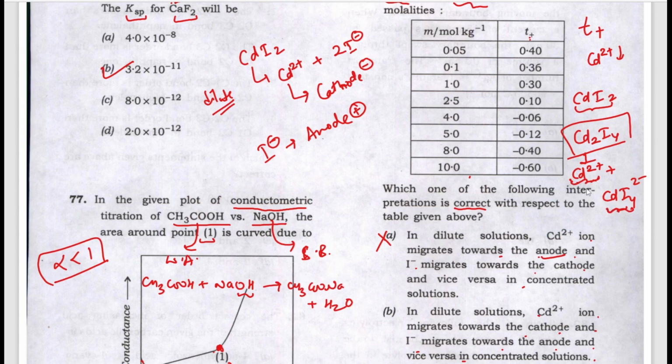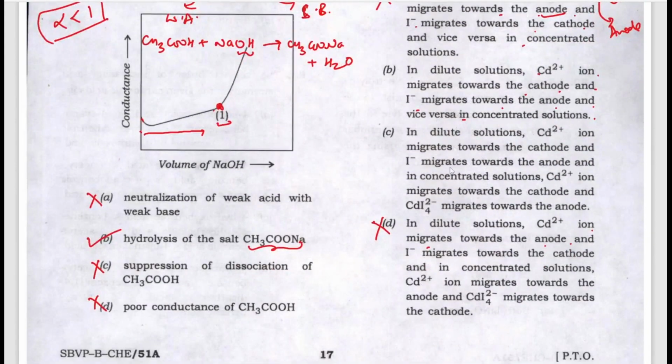So in this case also, at higher concentration, cadmium 2 positive will migrate toward cathode, and cadmium I4 2 negative will migrate toward anode. And this is given only in the case of option C. So B is an incorrect statement. In option C, in diluted form, cadmium 2 positive ion migrates toward cathode and I negative migrates toward anode. That is correct. And in concentrated solution, cadmium 2 positive migrates toward the cathode, and cadmium I4 2 negative migrates toward the anode. So this statement is correct in this question.